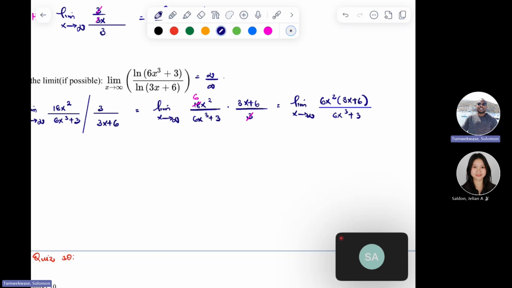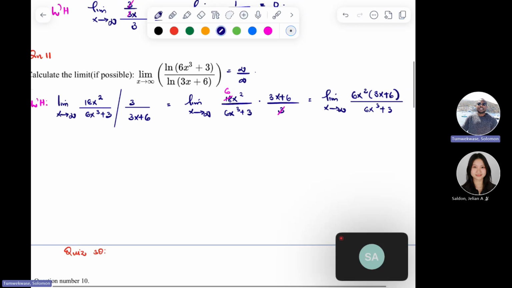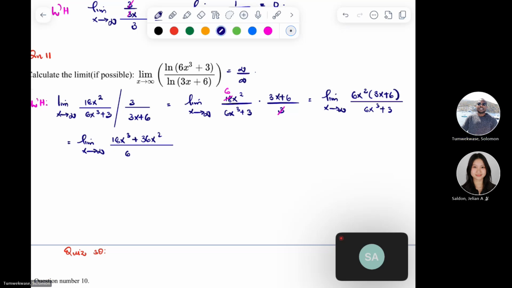Okay, maybe we can try to open that up and we see what happens. So this is limit as x approaches infinity of 18x cubed plus 36x squared, then over 6x cubed plus 3.